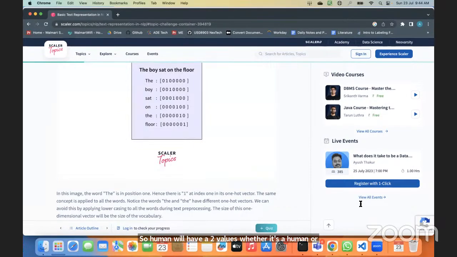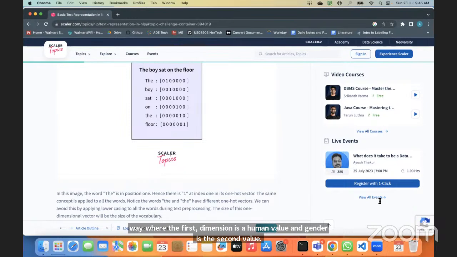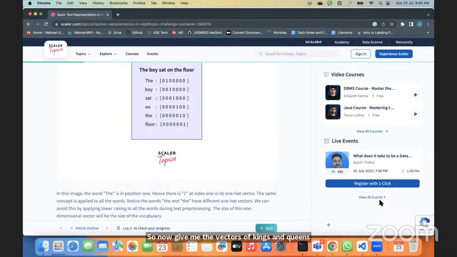And gender can have many values. I'll just assume that there are many, let's say 3, 4 or anything, and so on, right? If you want to give these features to king and queen, what would the vectors be? Let's say all the vectors are represented in such a way where the first dimension is the human value and gender is the second value. So now give me the vectors of king and queen. Gender is like, let's assume 1 is male and 2 is female for now.